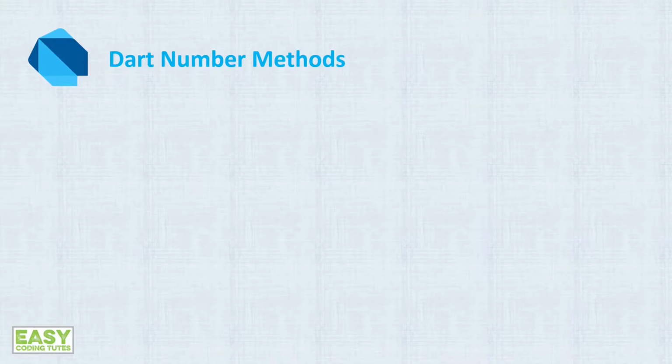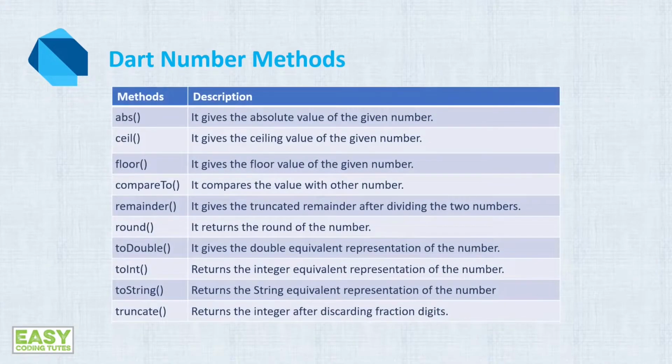Dart number methods. There are multiple methods available that can be used on numbers. So here we have a list of those methods and description. So the first one is abs. It gives the absolute value of the given number. Ceil. It gives the ceiling value of the given number. Floor. It gives the floor value of the given number. Compare to compares the value with the number. Remainder. It gives the truncated remainder after dividing the two numbers.